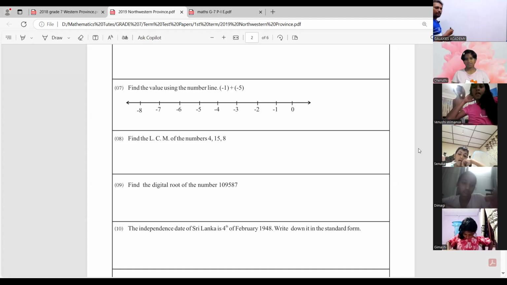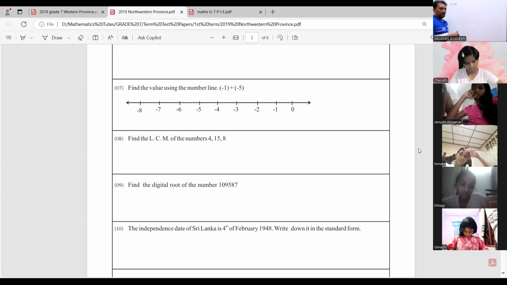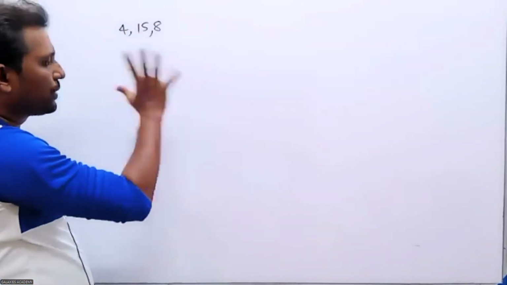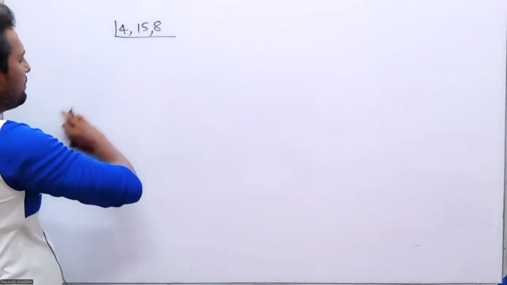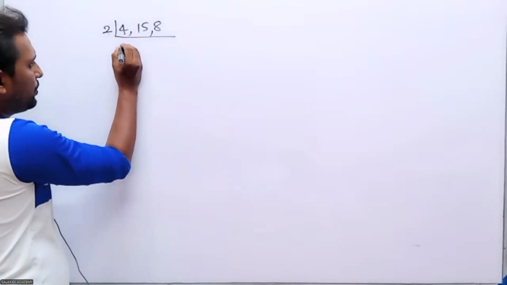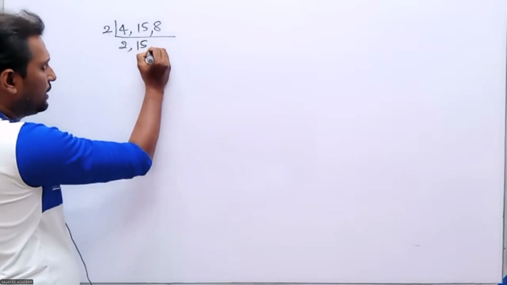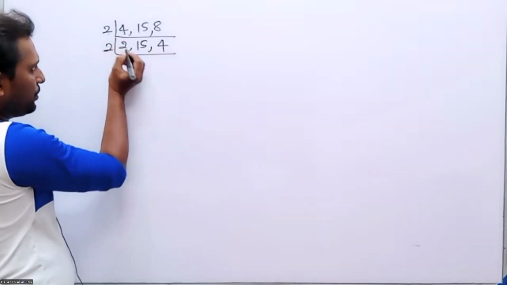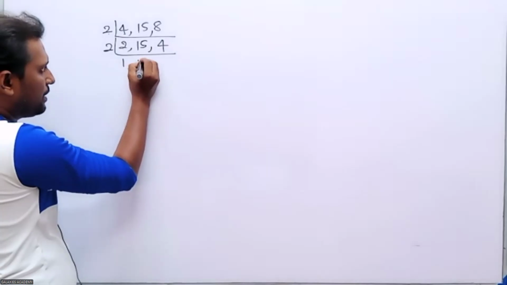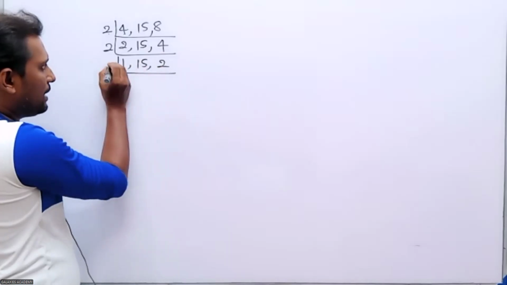There are two methods you can use to find the LCM. The one method is this one. There are three numbers given, no? First, I can divide these three numbers together by the prime numbers. These three we can divide by 2. 4 divided by 2. 15 we can't divide by 2, so 15 you write as 15. 8 divided by 2 gives 4. Then again we can divide by 2.